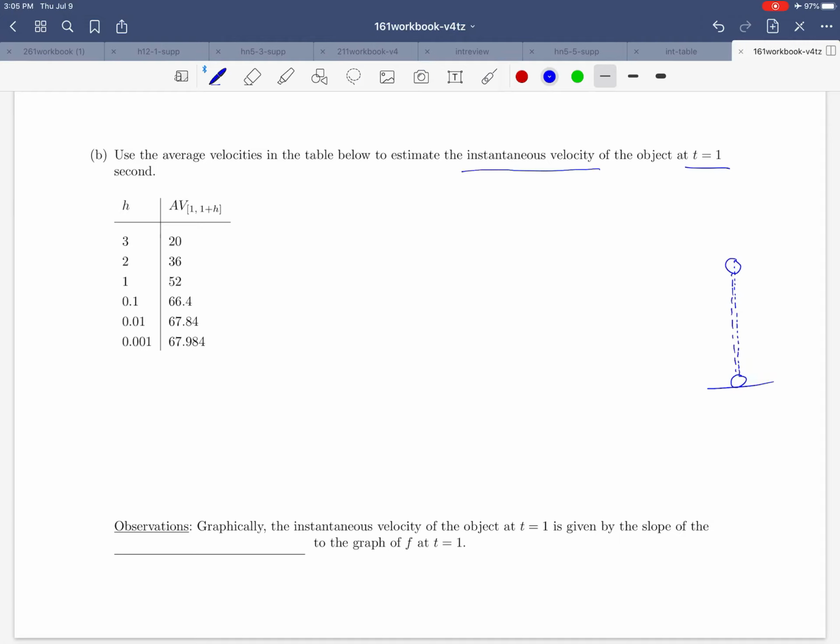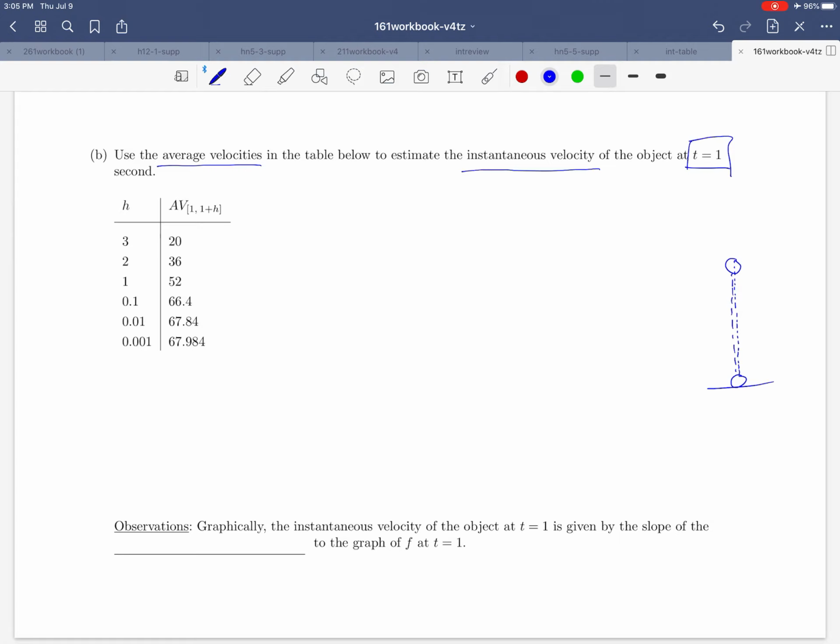If there was a speedometer attached to it, the readings on that speedometer would be very different at any moment in time. And so we would like to know, what would this speedometer reading be right at t equals 1 second? If we just looked at the object right then, how fast is it going at that moment in time? Now, we have no idea how to compute instantaneous velocities. All we know how to do is compute average velocities. And so let's look at those.